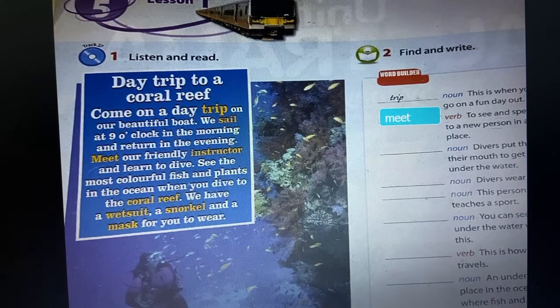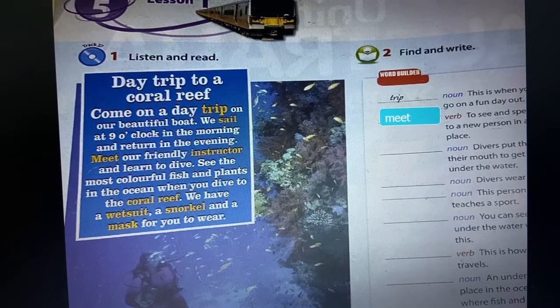The trip starts at 9 o'clock in the morning and it ends, or the people return, in the evening. Meet our friendly instructor. The word instructor means a teacher or a tutor. And learn to dive. The word dive means to swim under the water. See the most colorful fish and plants.